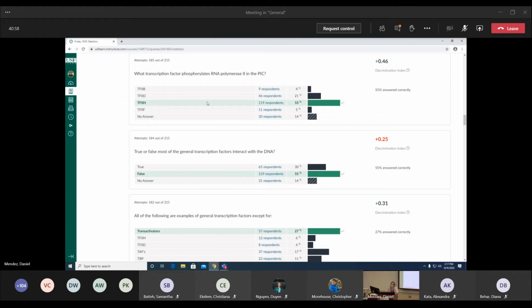Okay. Our first question: what transcription factor phosphorylates RNA polymerase 2 in the pre-initiation complex? A lot of you got this right. It's going to be TF2H. TF2H has helicase activity, which we learned about last block, and now we're learning about its kinase activity. So RNA polymerase 2 enters this pre-initiation complex first, but it's not active until TF2H phosphorylates it.